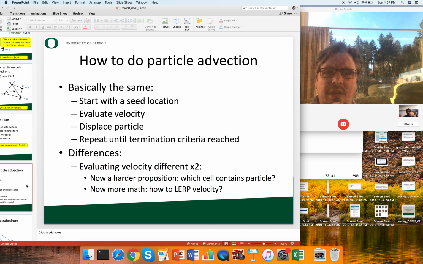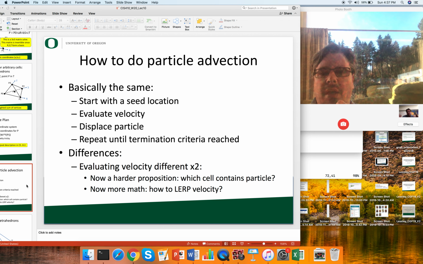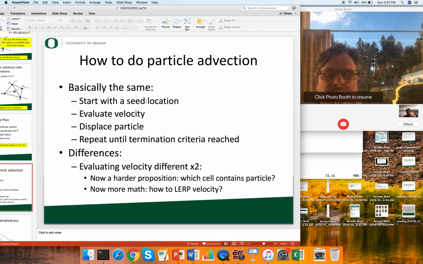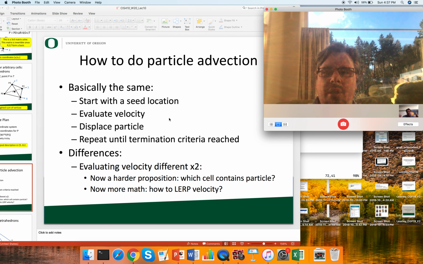Thinking about particle advection, that was an algorithm that we spent a lot of time thinking about. And so this was the game plan with particle advection. You start with a seed location. You evaluate the velocity, you displace the particle, and you keep doing that until you reach a termination criteria. That's a high-level description of particle advection.